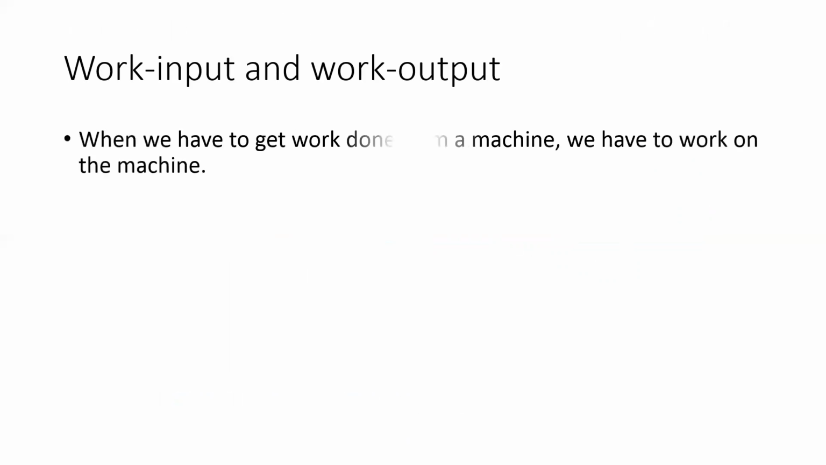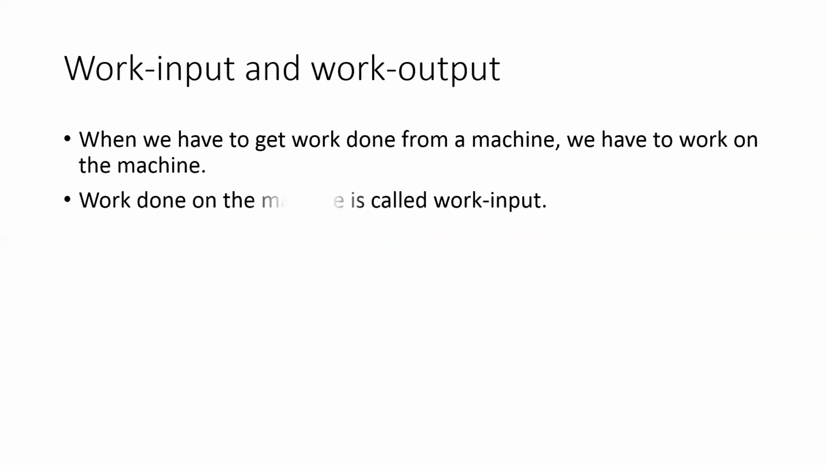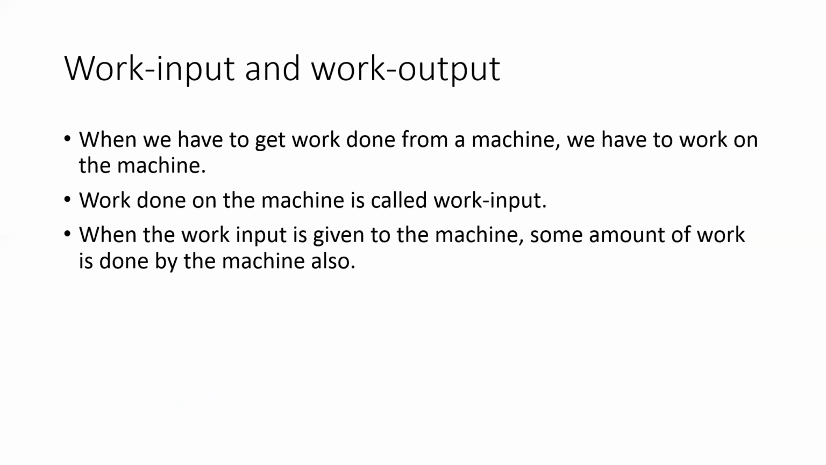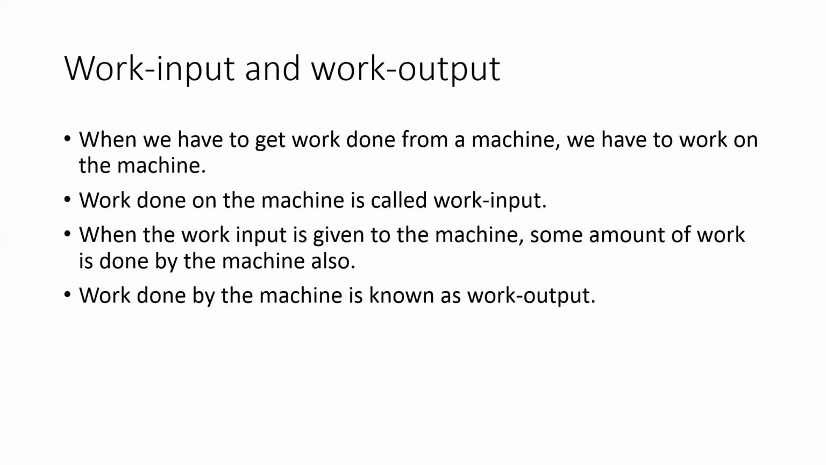Work input and work output. When we have to get work done from a machine, we have to work on the machine. Work done on the machine is called work input. When the work input is given to the machine, some amount of work is done by the machine also. Work done by the machine is known as work output.